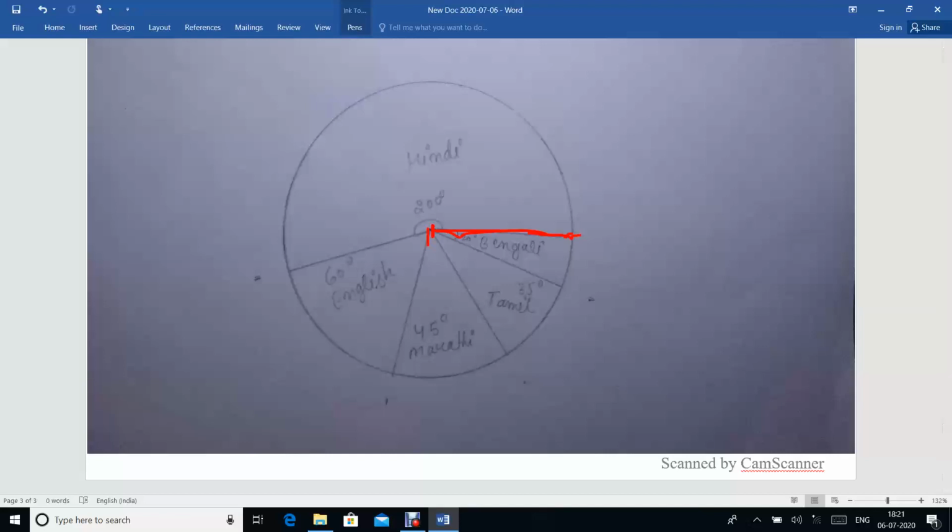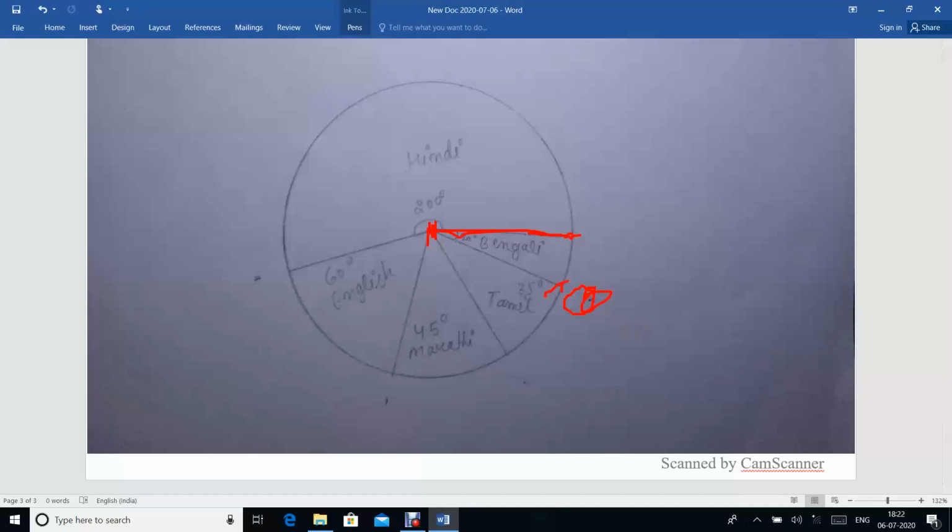Now you have to draw a 20 degree angle. To draw the 20 degree angle, you have to put your protractor at the center point and measure a 20 degree angle. There will be the 20 degree angle. After that, you have to join the center point with the point on the circle according to 20 degrees.